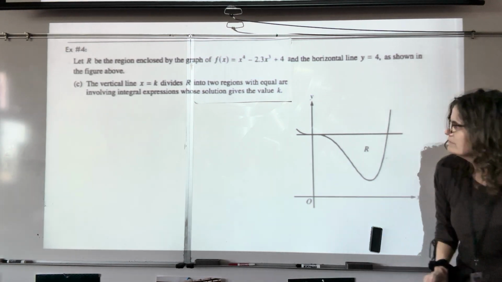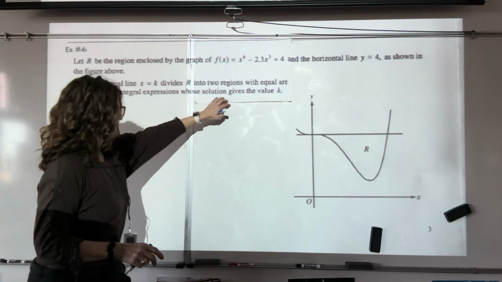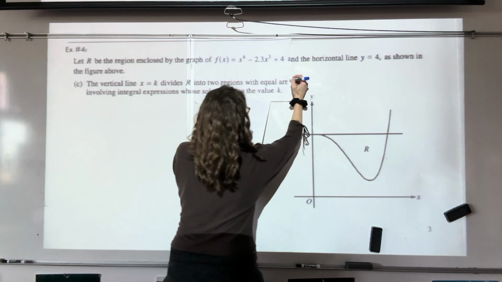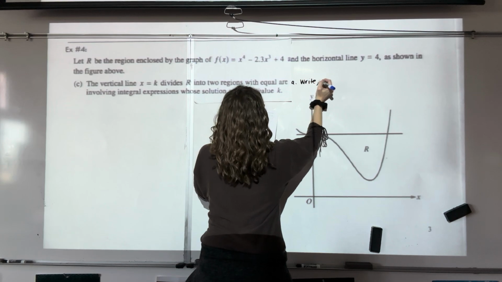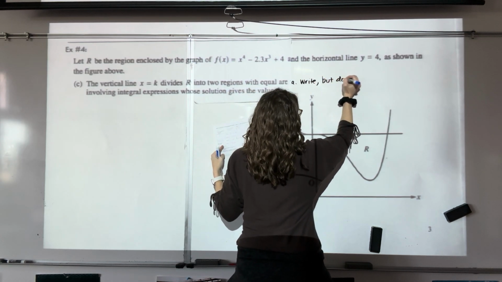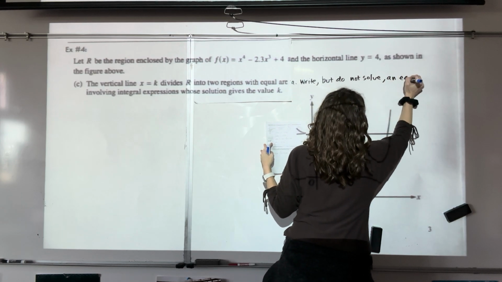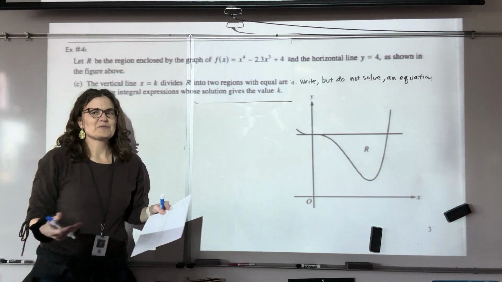I think I left off some word right there. Let me find what that left off word is. Okay, with equal area. The whole thing actually is left off. Equal area. I meant to say, comma, but do not solve, an equation involving integral expressions whose solution gives the value of k.